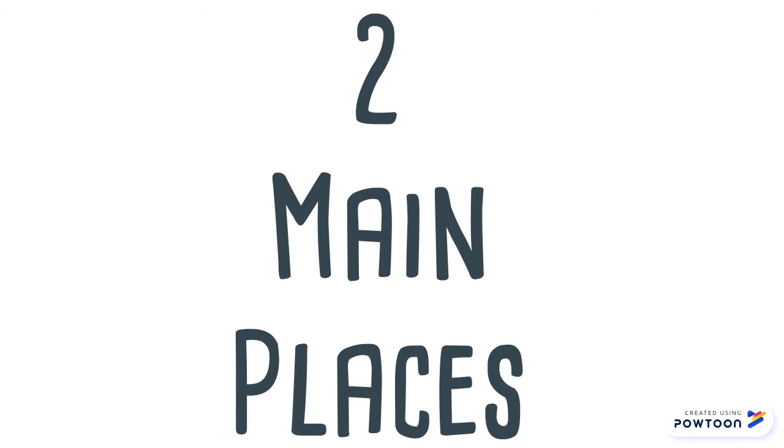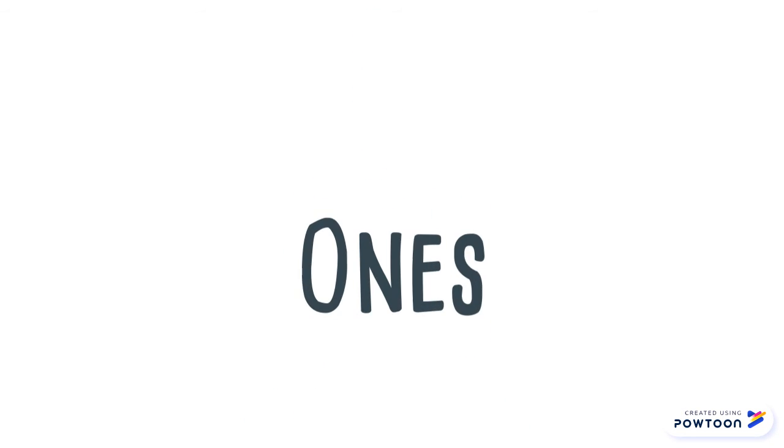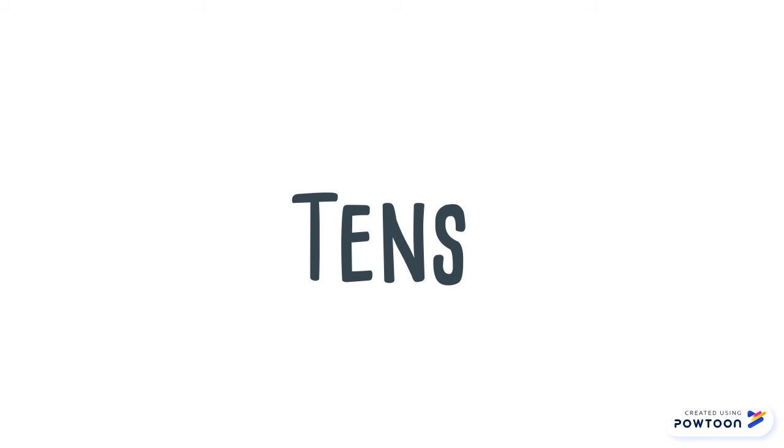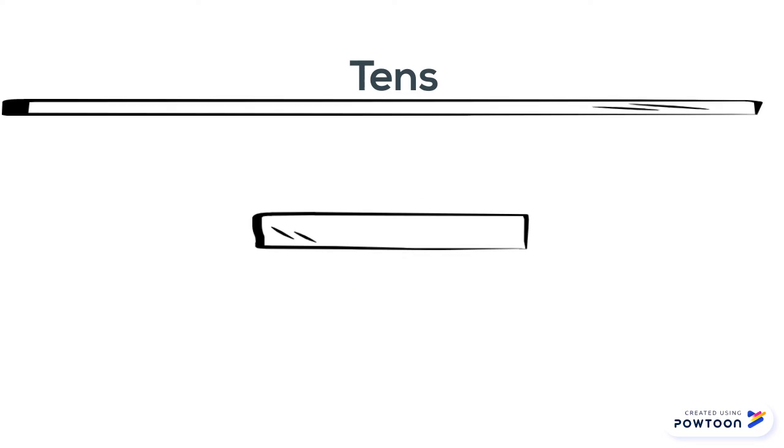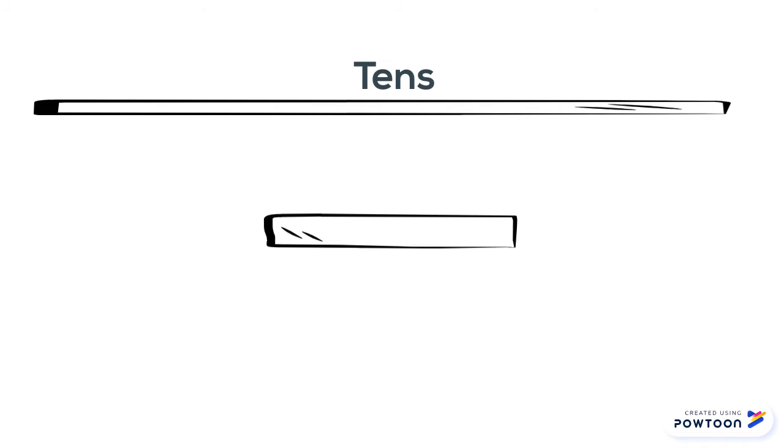Today, we are going to be focusing on two main place values for numbers. The first one we are going to be focusing on is the ones place value. This will be represented by a small square. The next place value we're going to be focusing on is the tens place value. This is going to be represented by a long, skinny rectangle.